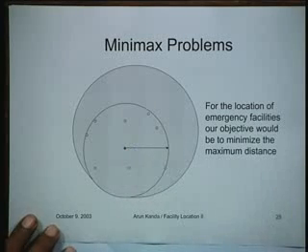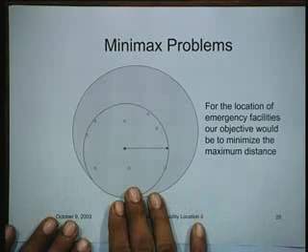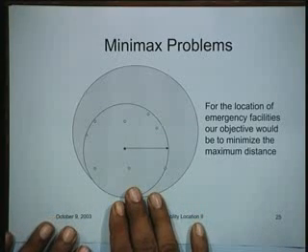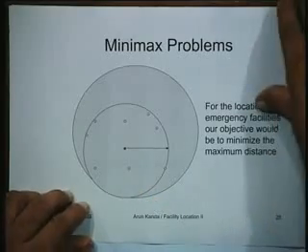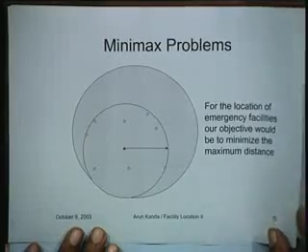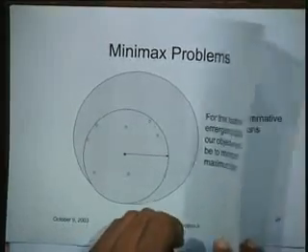Now graphically, it's very wonderful to look at this particular procedure, and there are algorithms. For instance, there is a beautiful algorithm by Elzinga and Hearn which is actually based on this analogy. So this is just to tell you that if the objective function changes, the problem is no longer a minisum problem but a minimax problem.